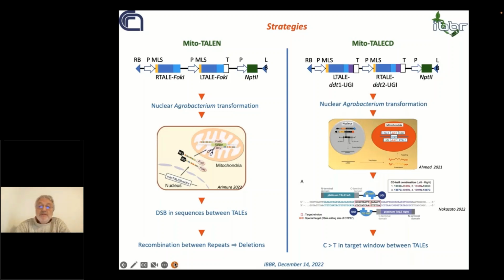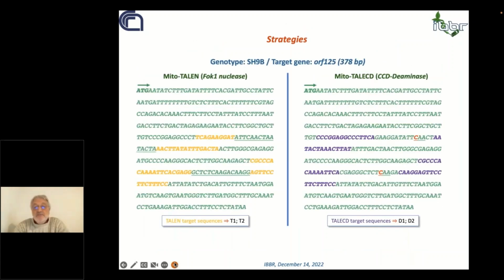So this is what we did using a potato somatic hybrid, and specifically ORF 125, a short gene of 378 base pairs, an ORF that is present in Solanum tuberosum but not in other Solanum species. And we are interested in assessing and understanding its function.